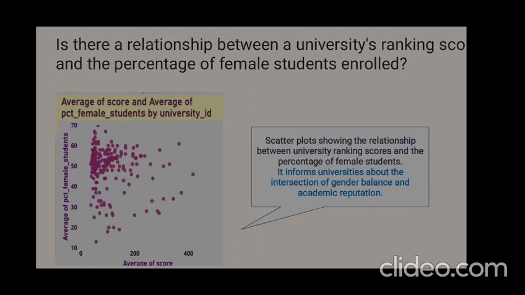Is there a relation between university ranking score and the percentage of female students enrolled? Scatter plot showing the relation between university ranking scores and the percentage of female students. It informs universities about the intersection of gender balance and academic reputation.